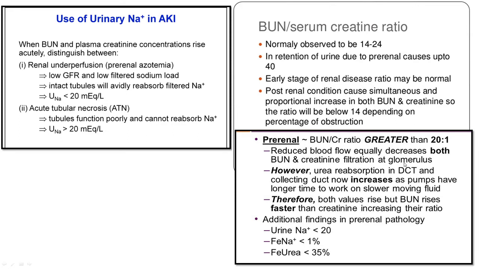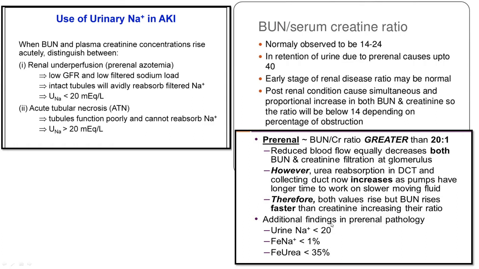the glomerulus. However, the urea reabsorption in the distal convoluted tubule and collecting duct increases, as they have a longer time to work on slower moving fluid. Therefore, both the values rise. BUN rises faster than the creatinine. That's why their ratio increases.